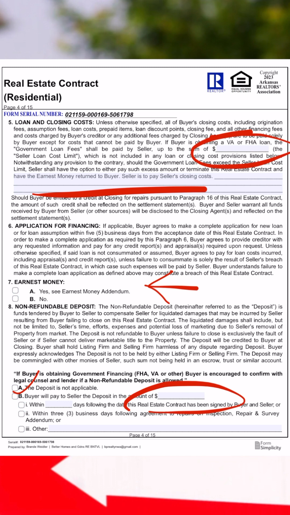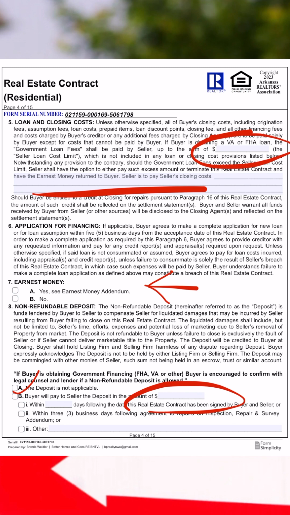So, page 4, section 5, talks about loan and closing cost. Now, this is where your buyer will put in that they want you to pay for some of their closing cost. If it is a government loan, there are specific fees associated with that government loan, and any fees they're asking for you to cover will go in the section where there's a dollar sign. If they're not getting a government loan, or if they're getting a government loan and they want additional funds paid for, then that request would be put in the blanks down here at the bottom of number 5.